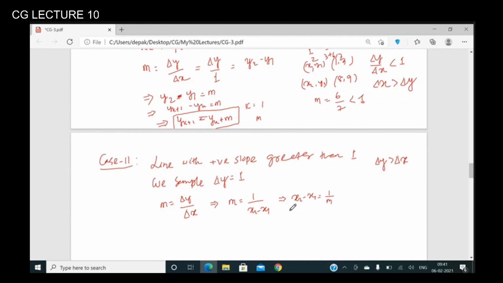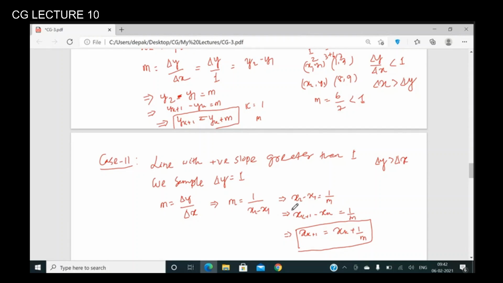So I can write in general, it is x of k plus 1 minus xk is equal to 1 by m. So which is nothing but x of k plus 1, which I want to calculate actually. X of k is nothing but the current iteration, if you remember. And initially it will be x1 and y1. And initially it will be actually x1. And next time if you want to update the x value, then what will be the value? Now the old value plus 1 by m.